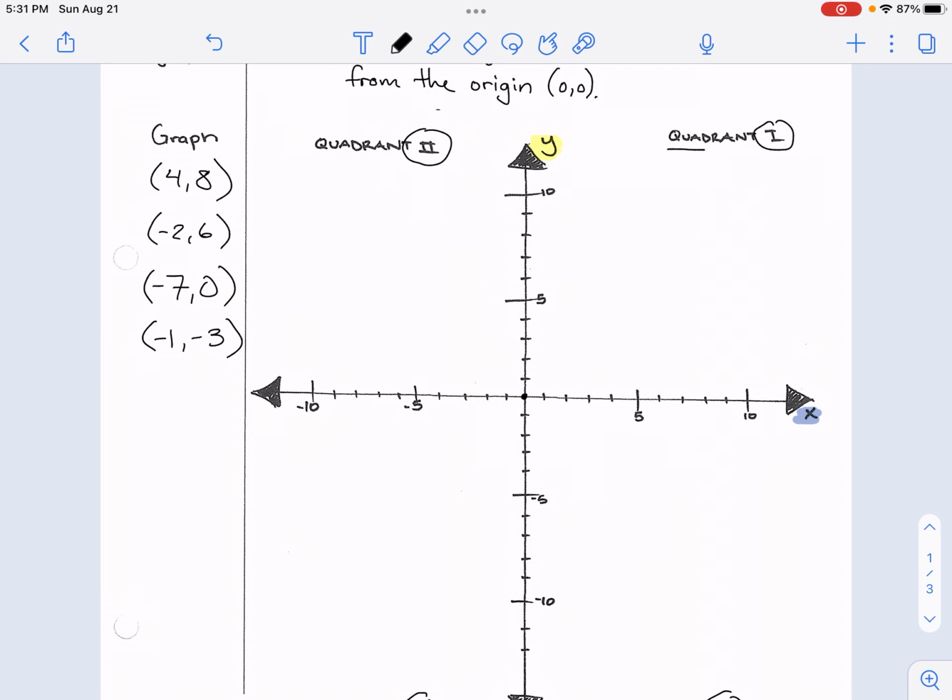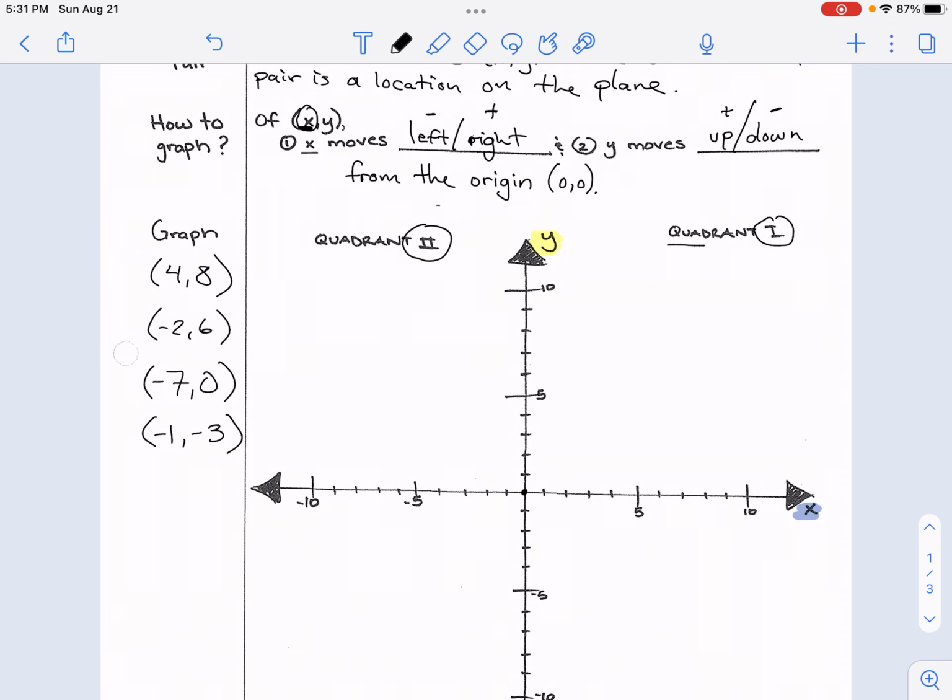Now, like I said, I want you to understand that for x and y, we move left and right, and then for the y, we move up and down. So sometimes it helps me to draw this. For the x, I'm going to draw a horizontal number line, so I know I'm moving either left or right for that first number. And then I'm moving either up and down for that second number.